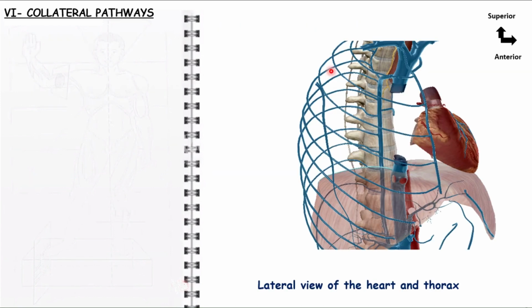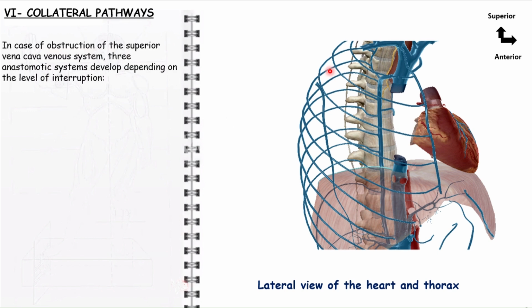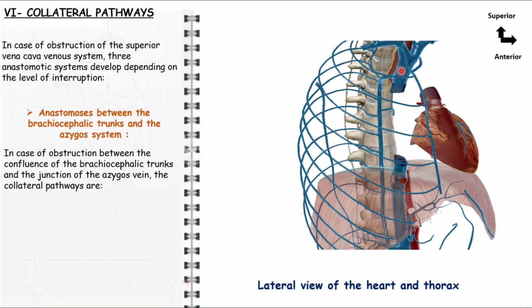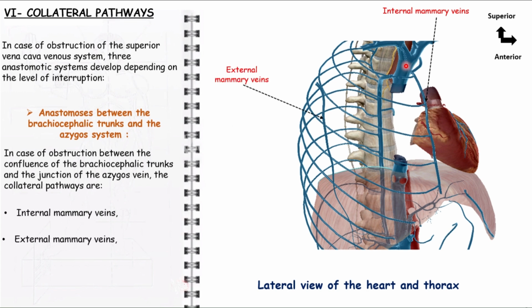Now, let's dive into the collateral pathways of the superior vena cava. In case of obstruction of the superior vena cava venous system, 3 anastomotic systems develop depending on the level of interruption. The anastomosis between the brachiocephalic trunks and the azygous system. In case of obstruction between the confluence of the brachiocephalic trunks and the junction of the azygous vein, the collateral pathways are the internal mammary veins, the external mammary veins, and the right and left superior intercostal veins.